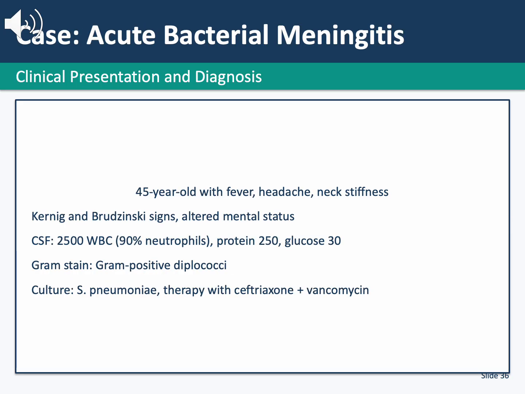A 45-year-old previously healthy man presents with fever, severe headache, and neck stiffness for 12 hours. On examination, he has fever, neck stiffness, positive Koenig and Brudzinski signs, and altered mental status. CT head is normal. Lumbar puncture shows CSF with white blood cell count of 2,500 cells per microliter with 90% neutrophils, protein of 250 mg/dl, and glucose of 30 mg/dl.